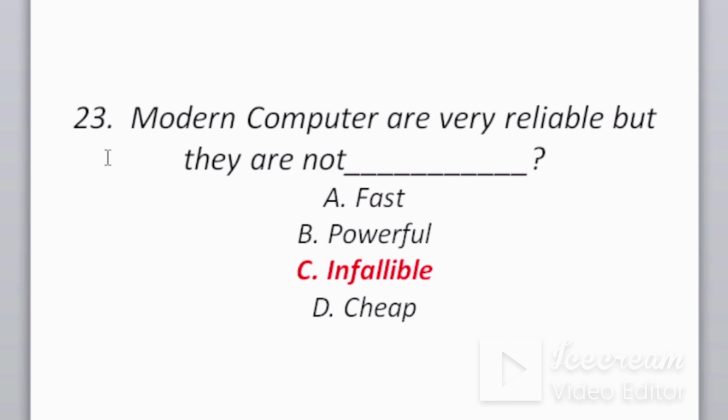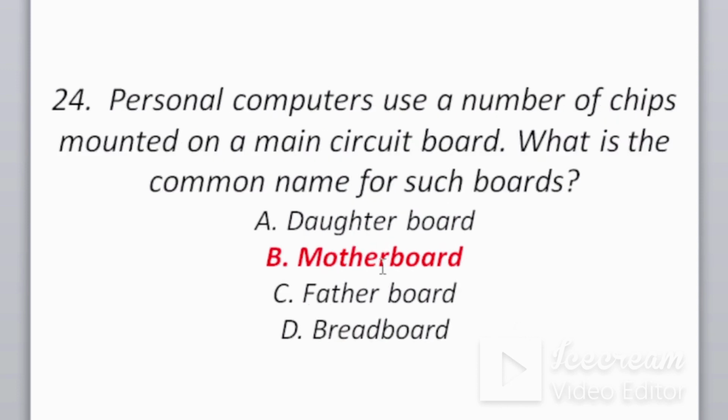Number 23, computers are very reliable but they are not dash: A, fast; B, powerful; C, infallible; D, cheap. The correct answer is infallible.